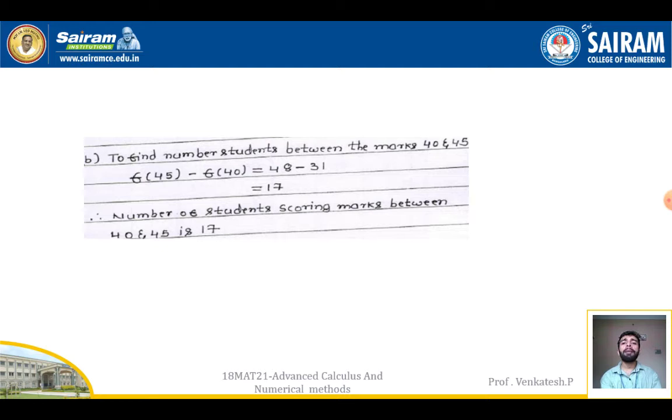So now, to find the number of students between the marks 40 and 45, it will be given like f of 45 minus f of 40. It will be equal to what? 48 minus 31. It will be 17. So the students scoring marks between 40 and 45 is 17 students here.